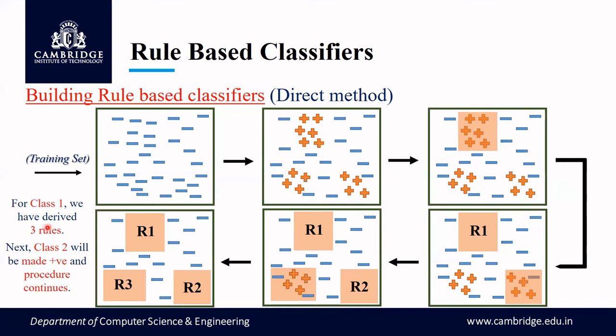So for class 1, we have derived 3 rules. Next, consider class 2, let it be amphibians. For amphibians, mark the records which belong to amphibians as positive and follow the procedure. So this is about your learn one rule function, how it works with respect to sequential covering. So this is also your sequential coverage.